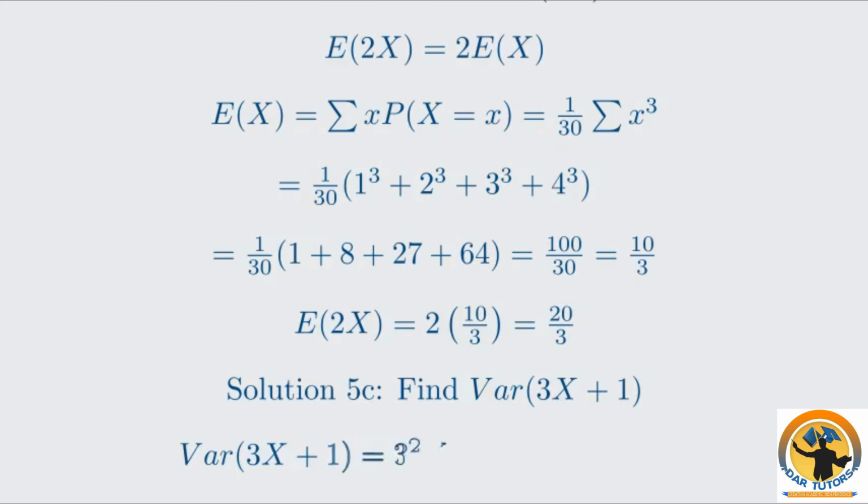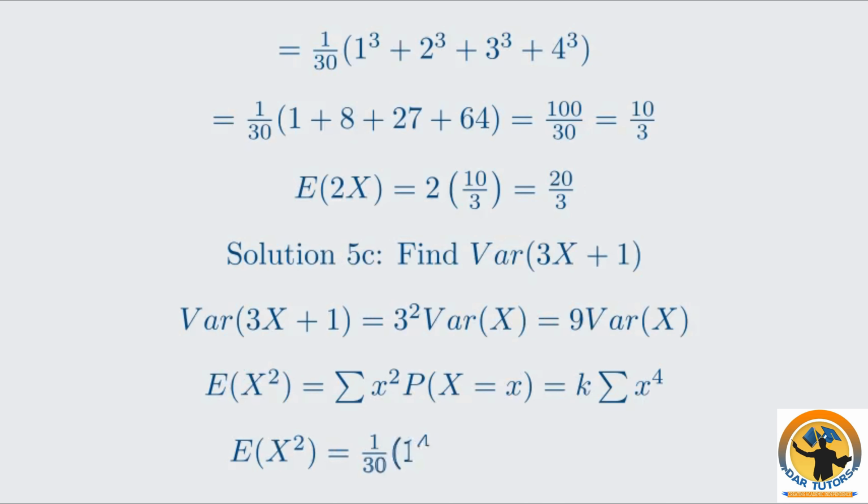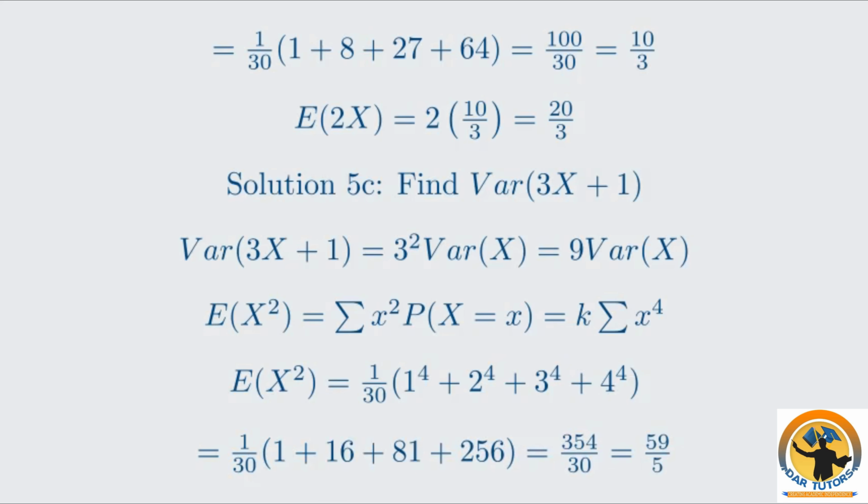Finally, for part C, we find Var(3X + 1). This is 3 squared, or 9, times Var(X). We need Var(X), which we can find using E(X squared). E(X squared) is k times the sum of x squared times P(X = x). That's k times the sum of x to the fourth for x from 1 to 4. That's 1/30 times 1 plus 16 plus 81 plus 256, which is 1/30 times 354, or 59/5.